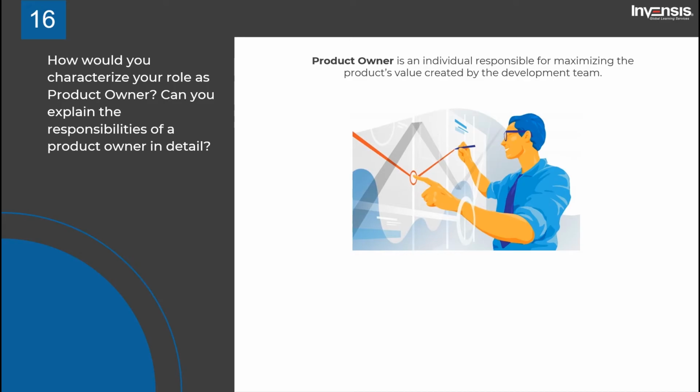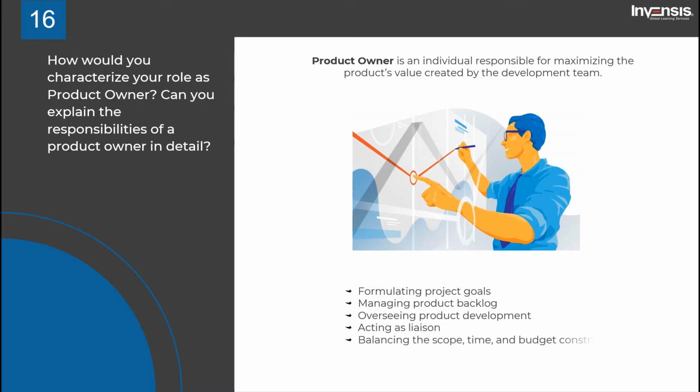The most important tasks of a product owner include formulating project goals and effectively planning work activities, developing and managing the product backlog effectively, overseeing the product development at various stages, acting as a liaison between the client and the product development team, balancing the scope, time, and budget constraints, ensuring transparency into the upcoming work of the product development team, communicating with stakeholders. Most importantly, you should remember that the product owner is one person, not a committee.